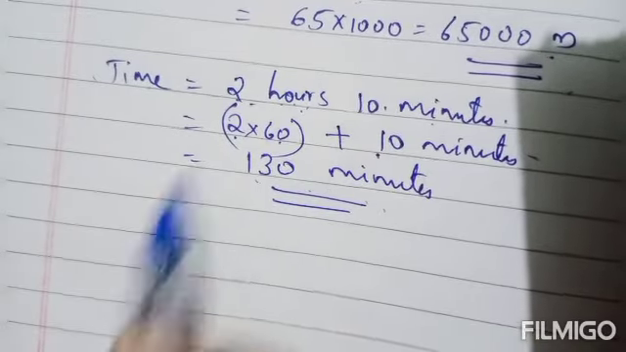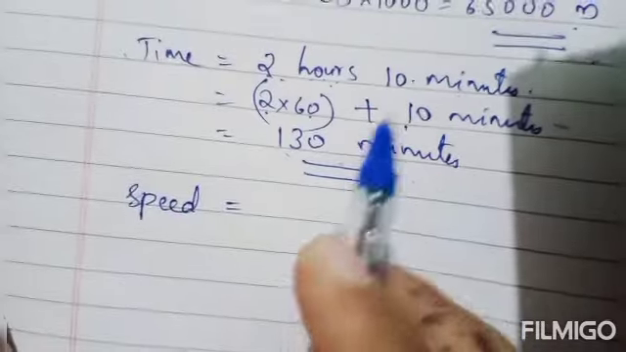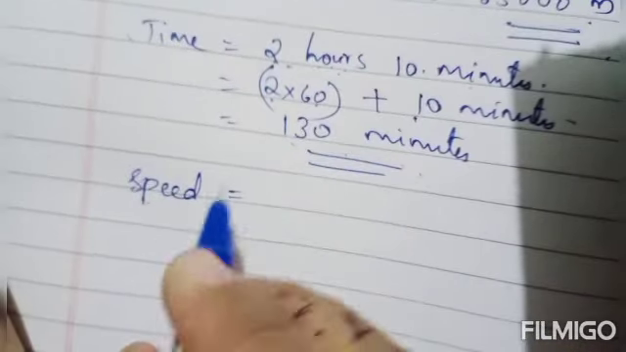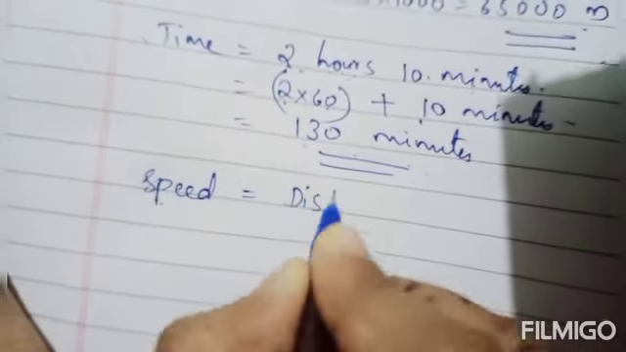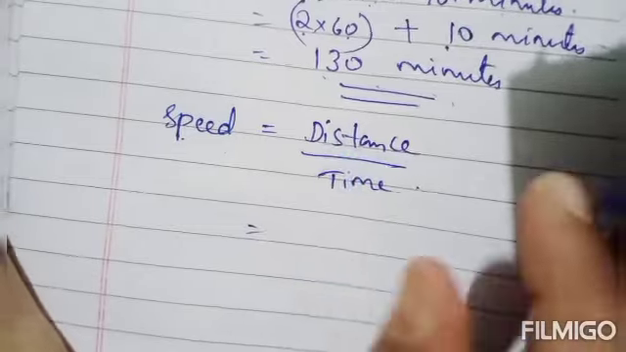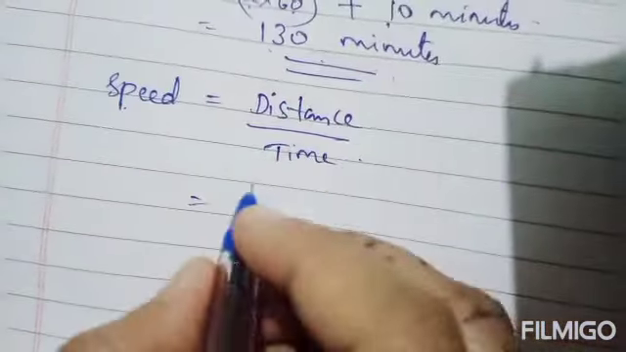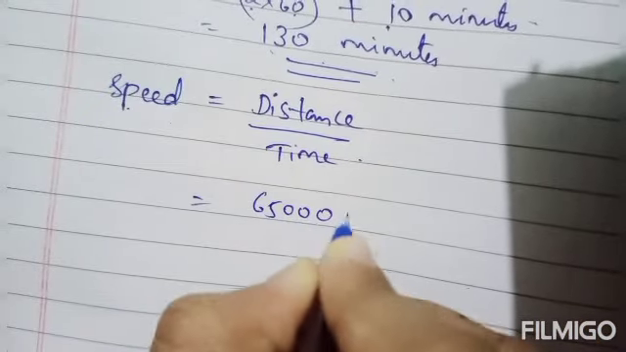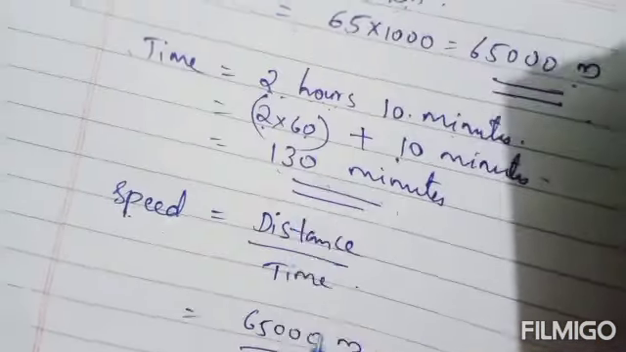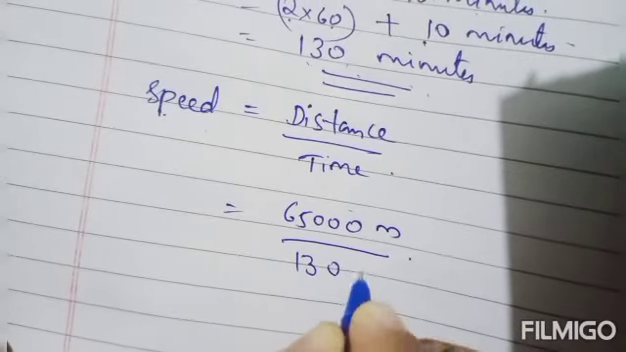Now you can find the speed in meter per minute. How can you find the speed? The formula is distance by time. This is the formula for finding speed. Now distance we found in meter, so 65,000 meter by time we found in minutes, 130 minutes.